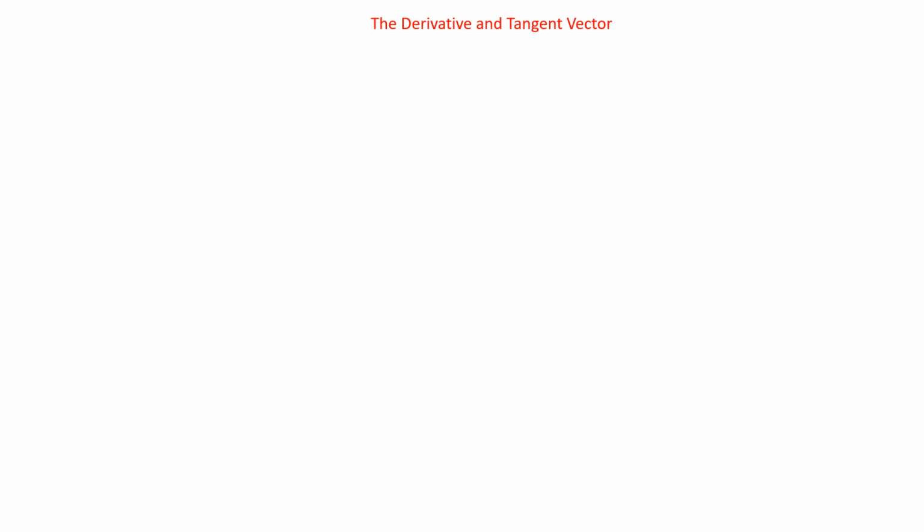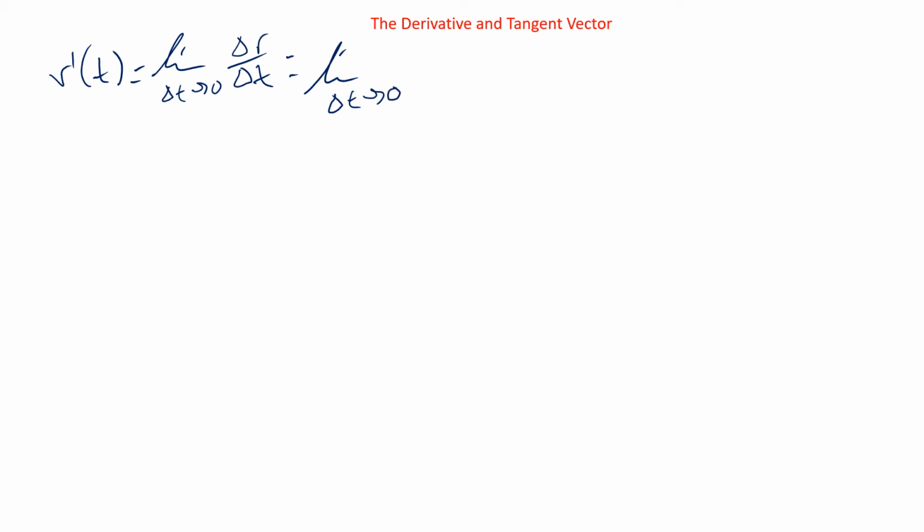So the derivative of the vector function is the same as the derivative of a normal function. r prime of t is going to equal the limit as delta t goes to 0 of delta r over delta t. This should look like the limit definition. This will be the limit as delta t goes to 0 of r of t plus delta t minus r of t, over delta t.